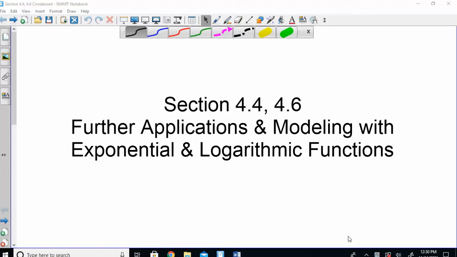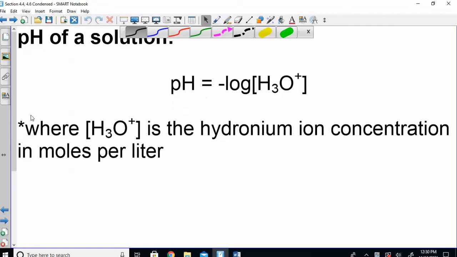Logs can be used to solve real life problems that actually occur. So it's just showing you where a log can be used outside of the math classroom. One of those has to do with pH. You guys found pH in your science classes, right?